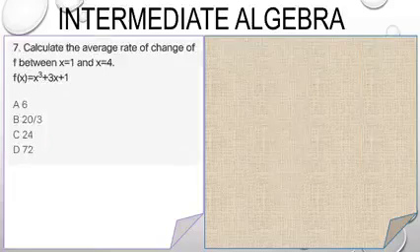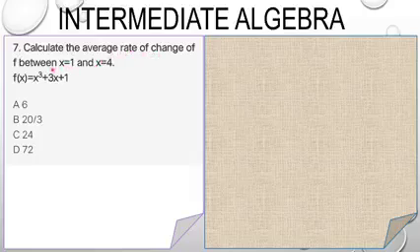Number 7, calculate the average rate of change of f between x is equal to 1 and x is equal to 4, wherein our function is given by f of x is equal to x cubed plus 3x plus 1. These are the following options. A is equal to 6, B is equal to 20/3, C is equal to 24, or D is equal to 72. So, paano natin kukunin yung average rate of change?